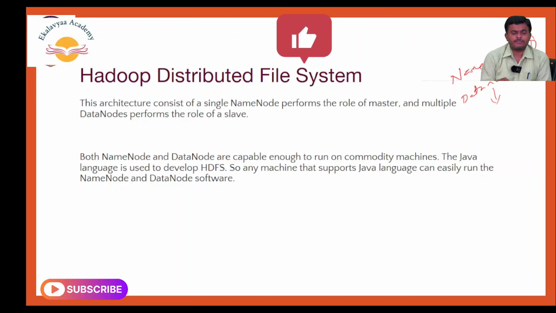Both name node and data node are capable enough to run on commodity machines. So normal traditional hardware can be used in the Hadoop system, and the name node and data node software are capable of running on these commodity machines. The Java language is used to develop HDFS, so any machine that supports Java can easily run the name node and data node software.